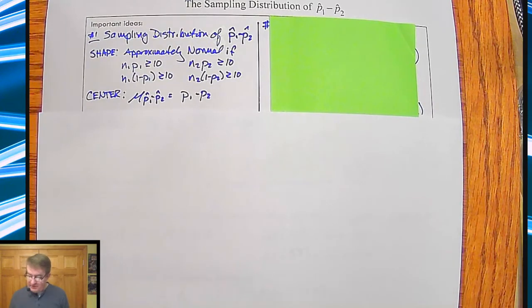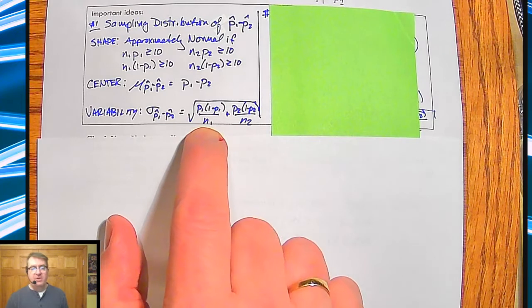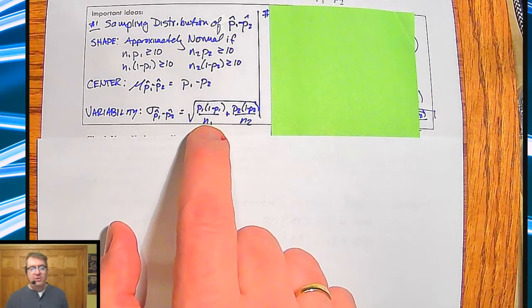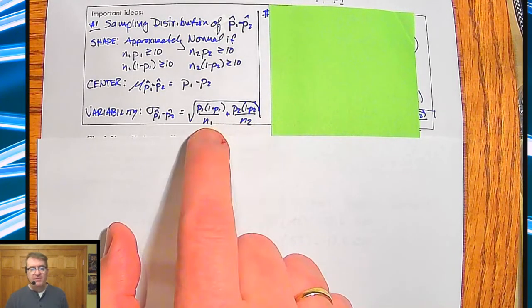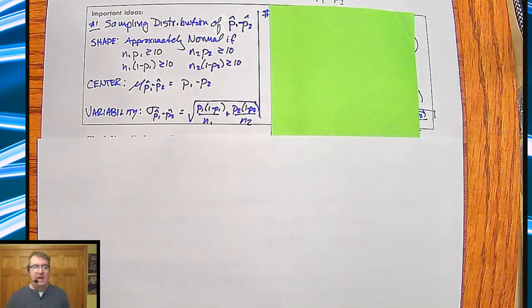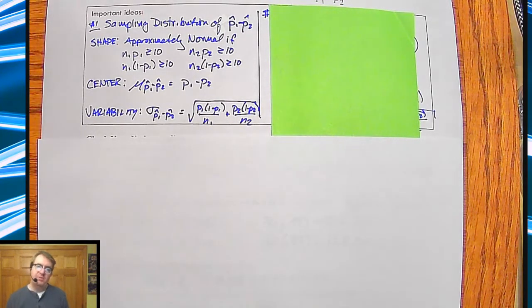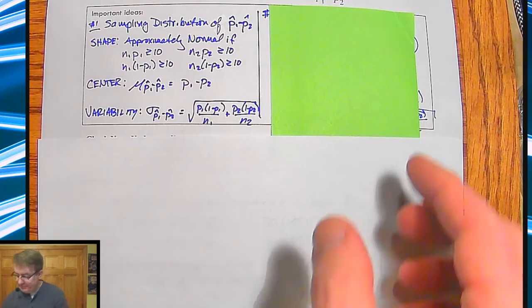And then last but not least, for the standard deviation, the variability, you combine the variances of both populations and then take the square root of that. Again, this looks intimidating. In practicality, oftentimes people will just calculate these out separately and then put them together. It also helps create fewer mistakes that way.